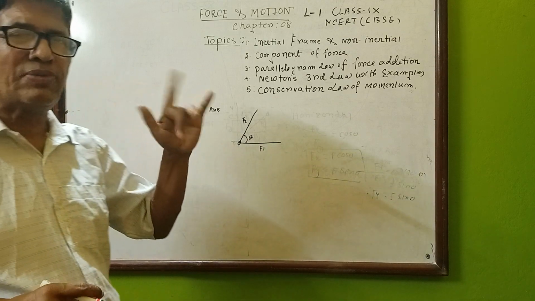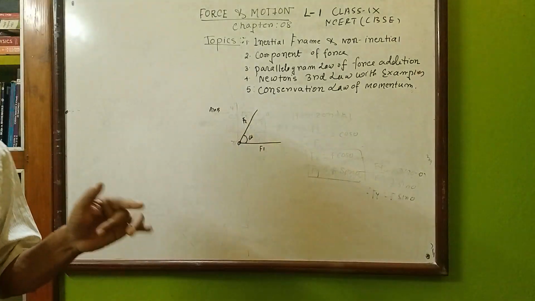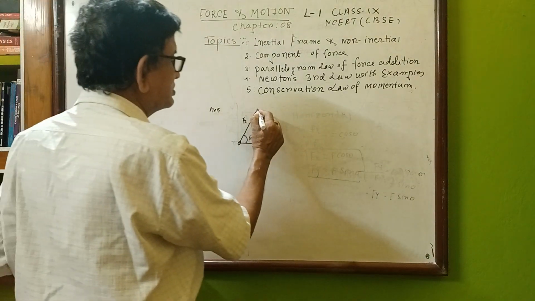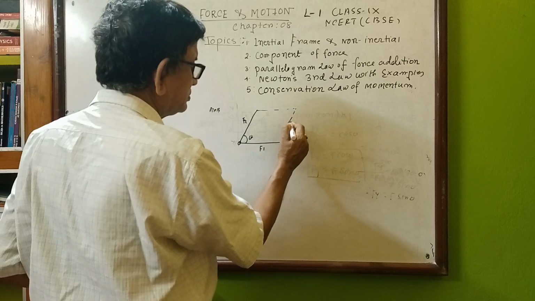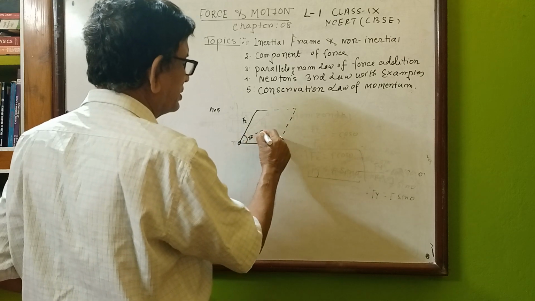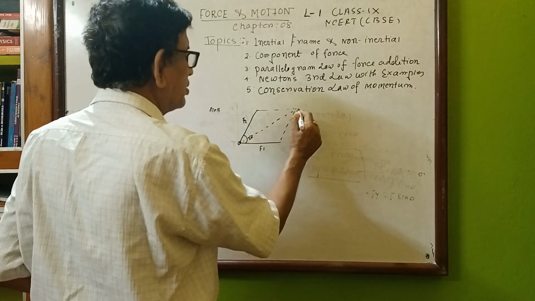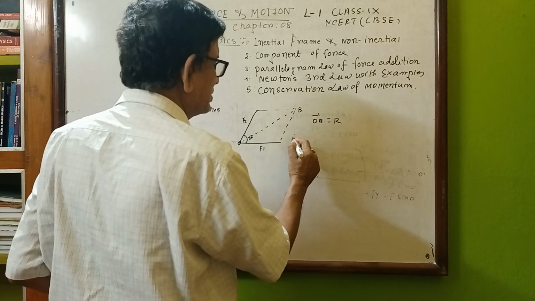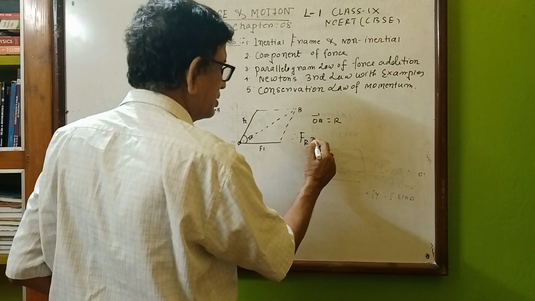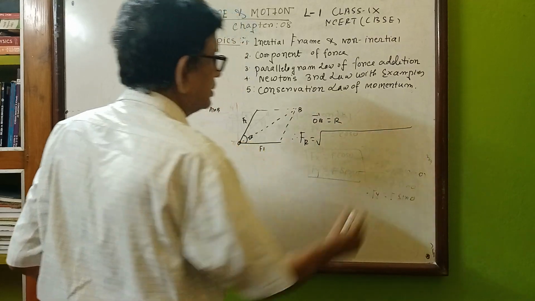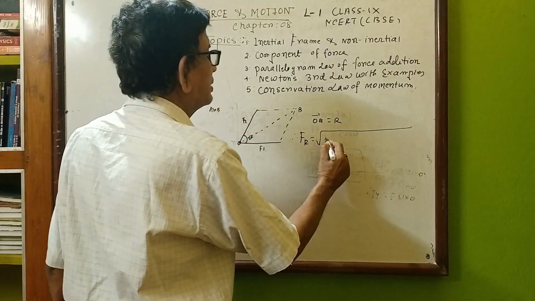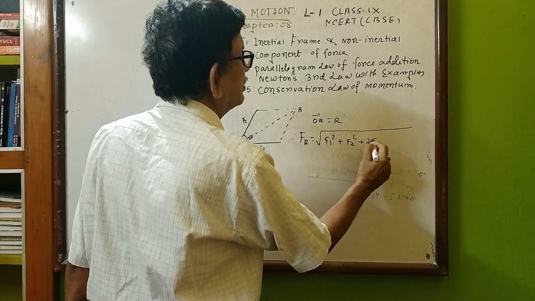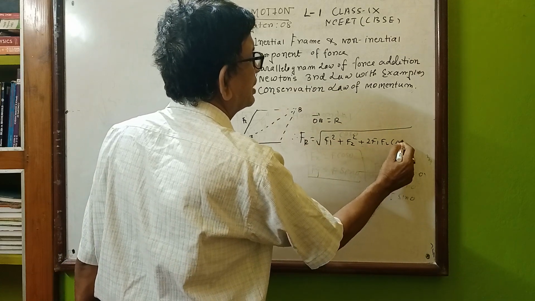Are they just adding F1 and F2? No, it is not just adding, or F1 minus F2. Now what is the general formula I am using? You complete the parallelogram and take the diagonal. OB is the diagonal, OB is the resultant R. That is the resultant force Fr equal to root over F1 square plus F2 square plus 2 F1 F2 cos theta.